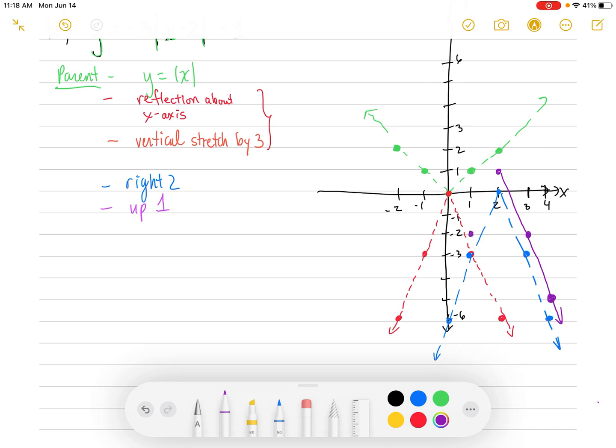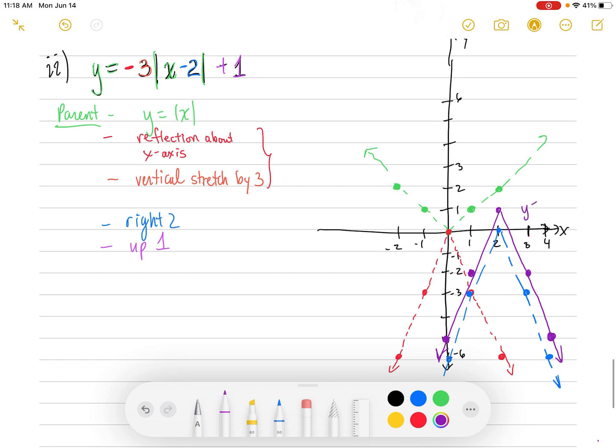Okay, now I'm going to take, on the left, (1, -3), and move it up 1 to (1, -2). And (0, -6), I'm going to shift up to (0, -5). I'm going to connect the left sides. And you have this upside-down V. That's your final graph. This is y equals -3 times the absolute value of x minus 2, plus 1.